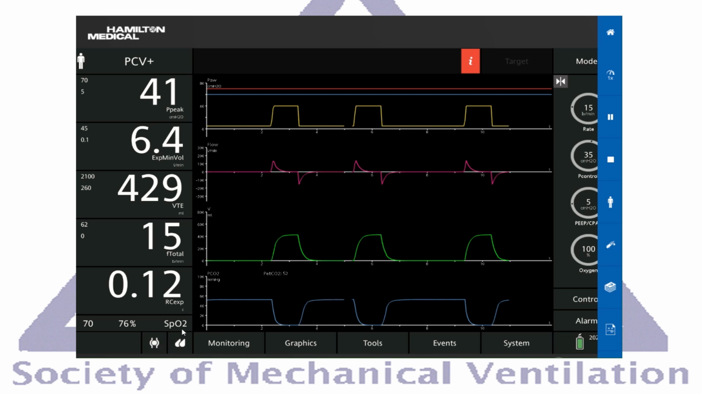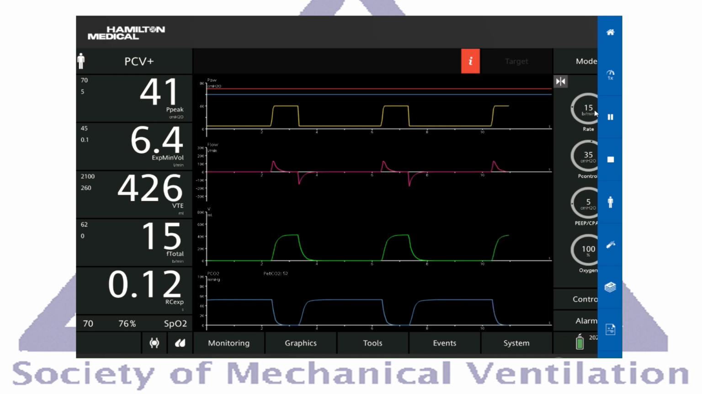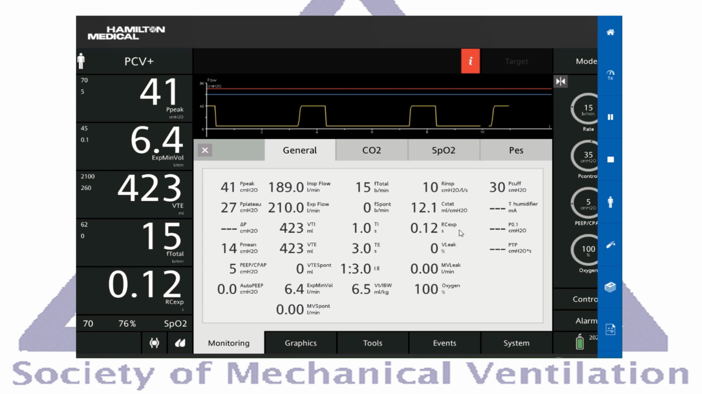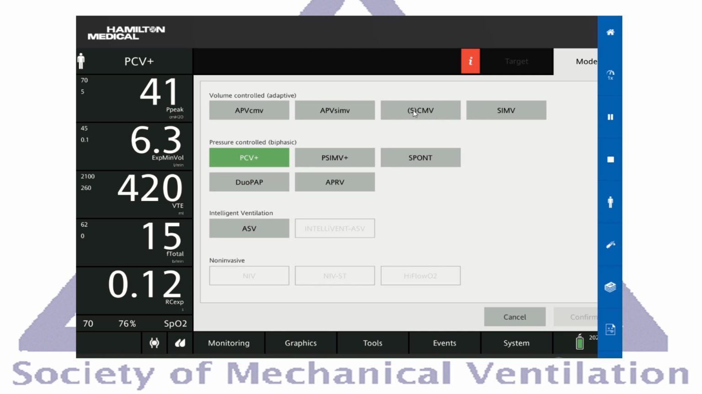So let's talk about how we're gonna, first of all, we need to know more about the patient, what's our compliance and what's our resistance. And new generation ventilators, if you look at the monitor, they already tell you resistance is 10, compliance is about 12, so very poor compliance. But let's measure it ourselves.